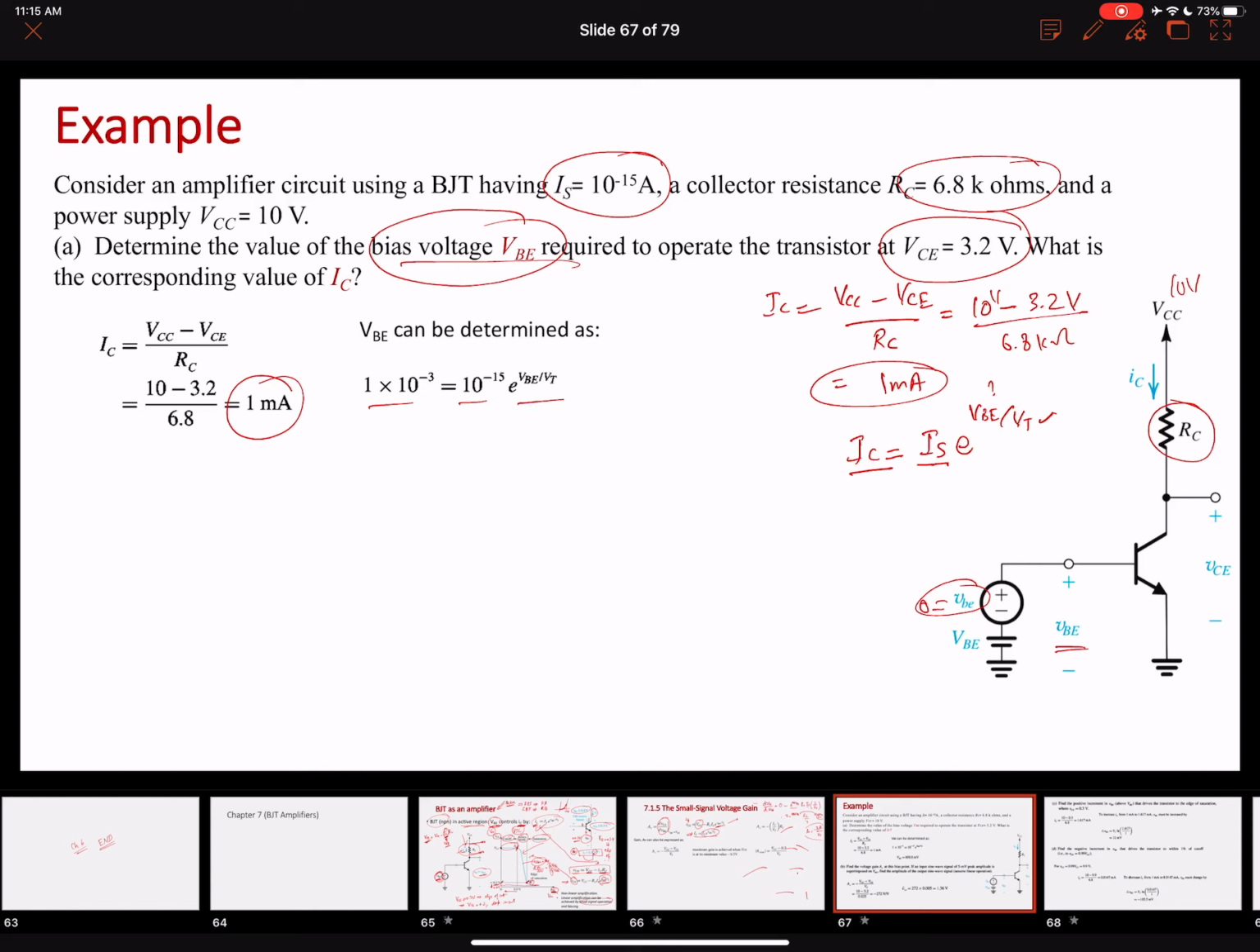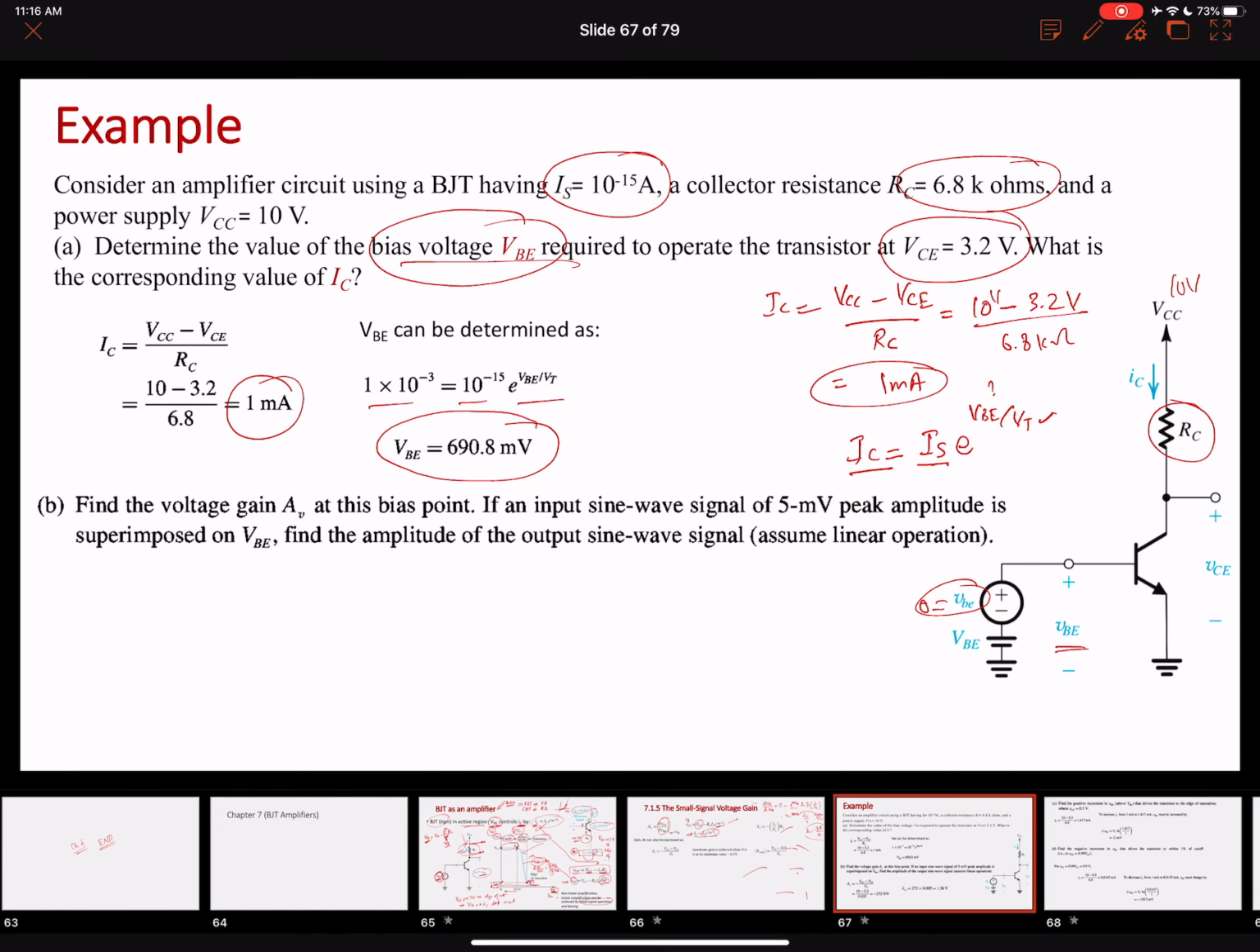In order to solve this exponent, you can easily take a natural log on both sides and solve. If you take a natural log on both sides and solve, the answer comes out to be 690.8 millivolts. So this is the value of the bias voltage that we apply to obtain the biasing output voltage level of VCE as 3.2 volts, and our collector current will be 1 milliampere.